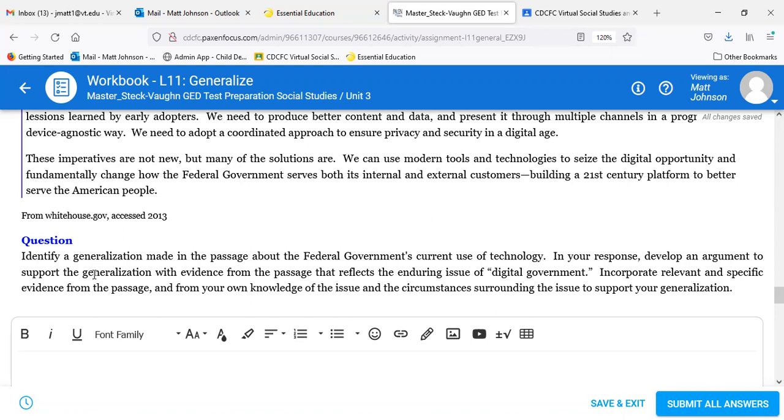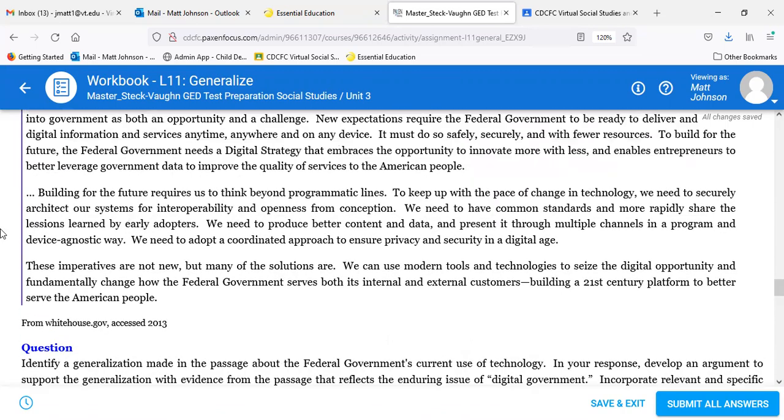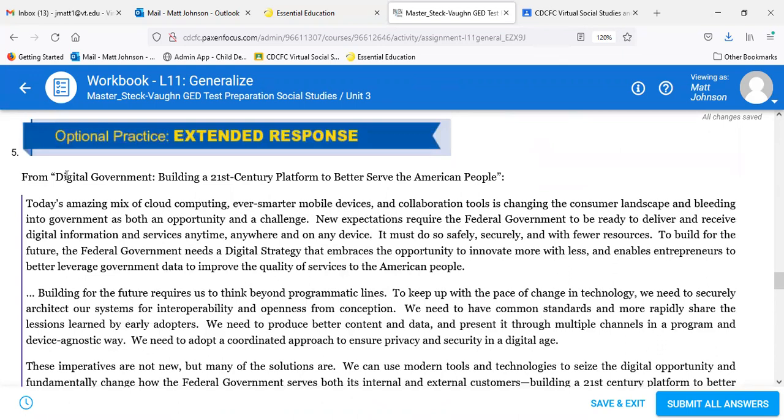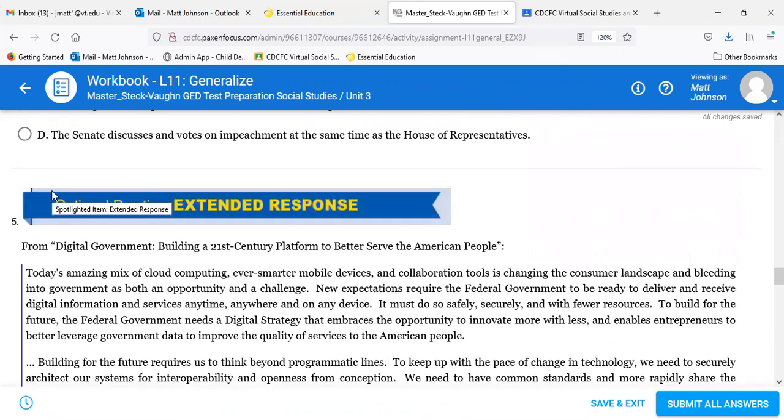So we want to develop an argument to support the generalization with evidence from the passage that reflects the issue of digital government. Okay, so let's take a look here. I'm going to read through it. So look for generalizations, look for what the main idea is here, and what we can put together.